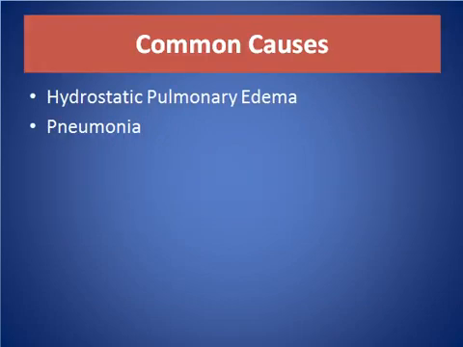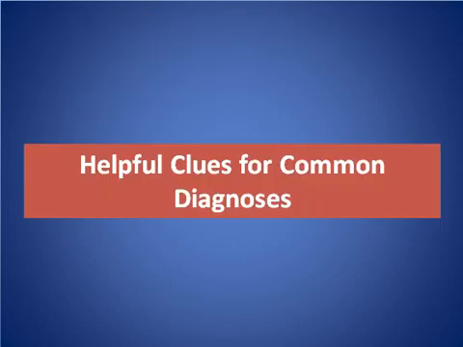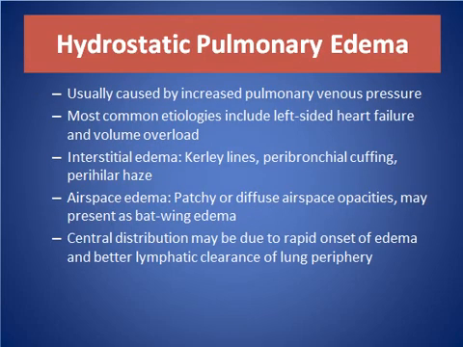The common causes of airspace shadowing, bat wing appearance, are hydrostatic pulmonary edema and pneumonia. Helpful clues for common diagnosis: pulmonary edema, hydrostatic pulmonary edema, is usually caused by increased pulmonary venous pressure. Most common etiologies include left-sided heart failure and volume overload.